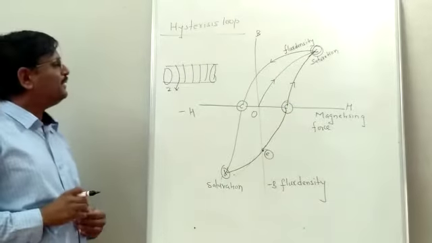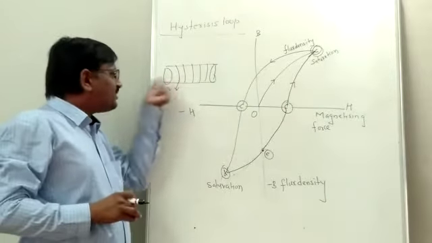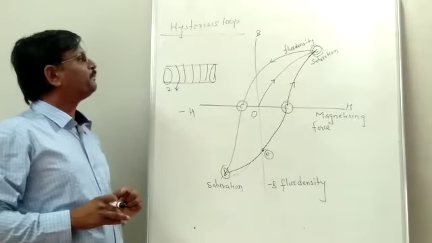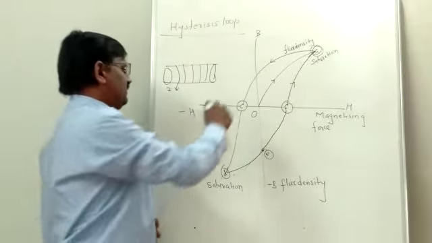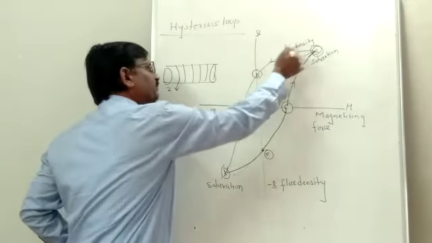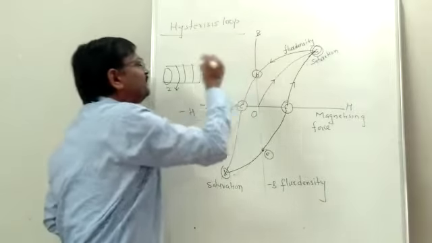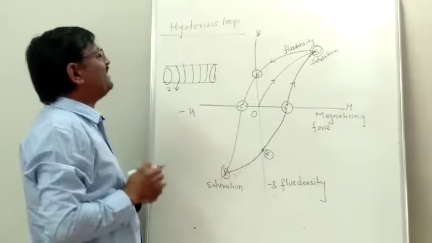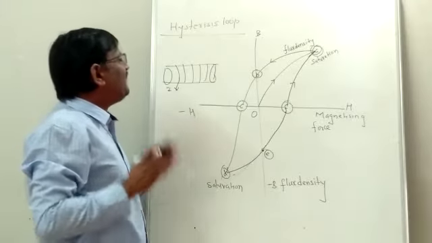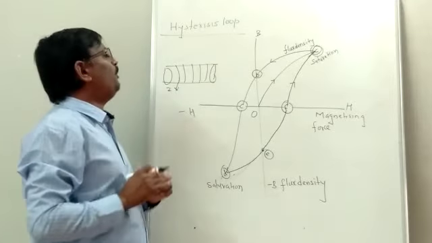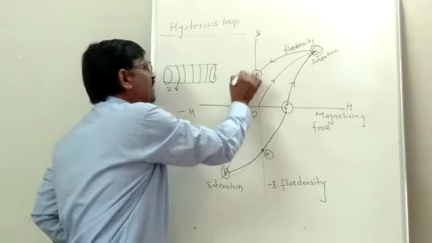Now let's decrease the value of H, which means the current is decreasing. We are getting the graph from A to B. We are reducing the current in such a way that it becomes 0, but the value of B is not 0.